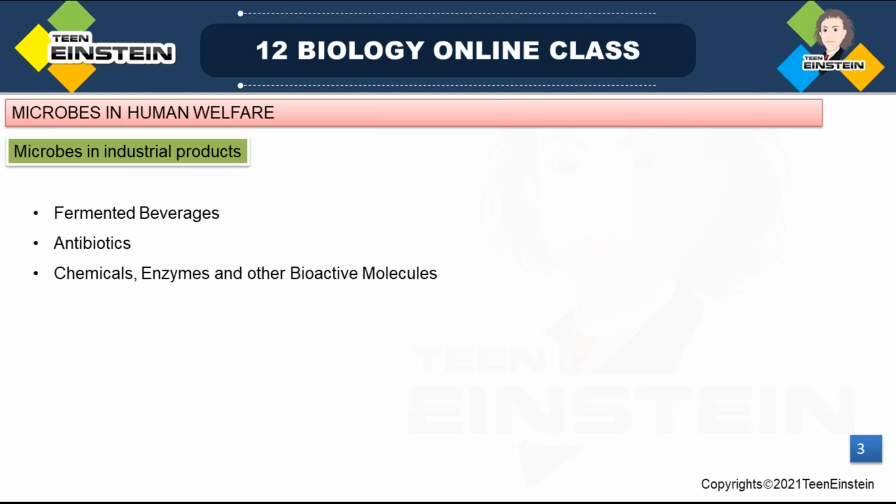Industrial products, you have to remember to synthesize many number of products, right? N number of products are getting synthesized. So all these products which are useful for human beings are getting synthesized with the help of these microbes. Okay. So here beverages and antibiotics are the examples. You can see some beverages and antibiotics as an example for the synthesis. Then chemicals, enzymes and bioactive molecules, all these are coming under microbes in industrial products. Okay.